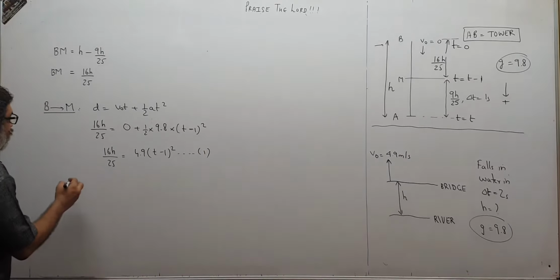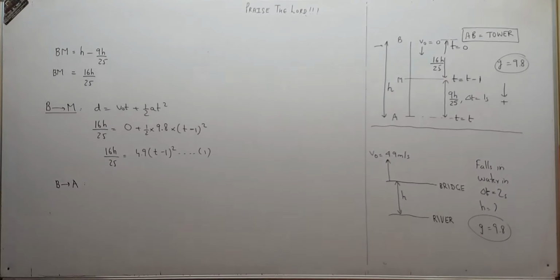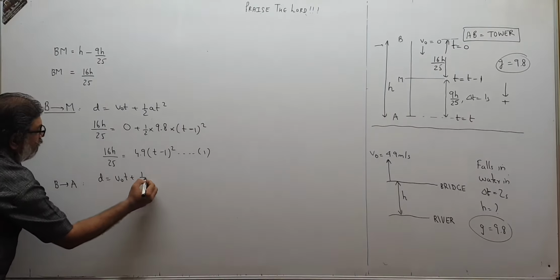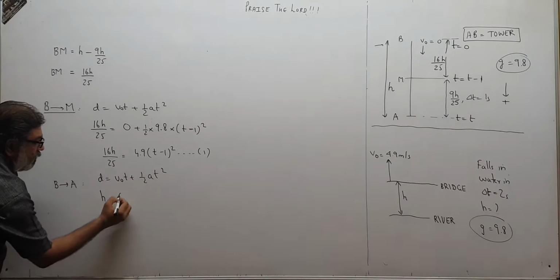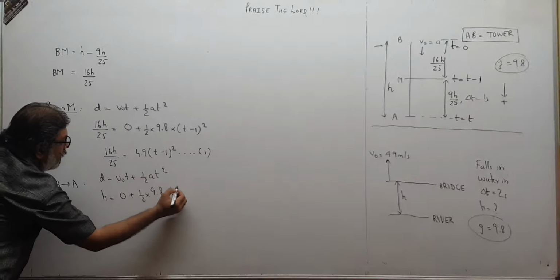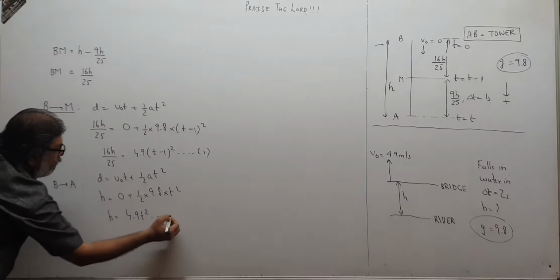If I go from B to A, again from top to bottom, d equal to v0 t plus half a t square. Displacement is full h, 0 plus half into 9.8 into t square. So h is equal to 4.9 t square, equation number 2.